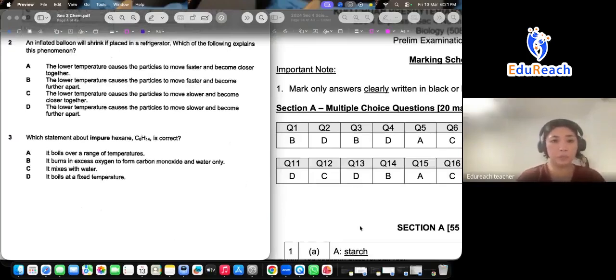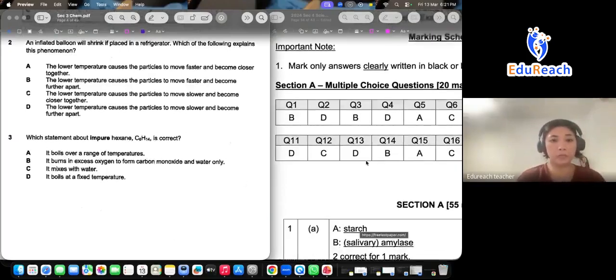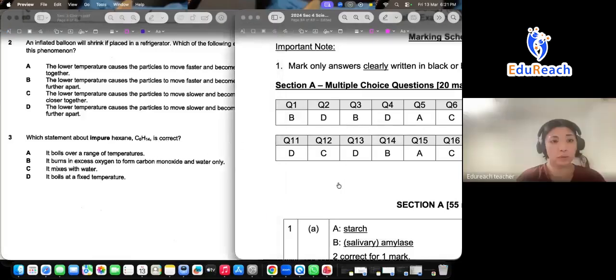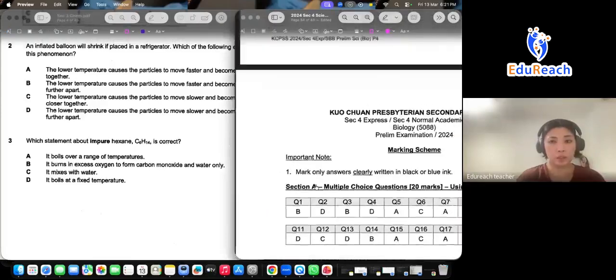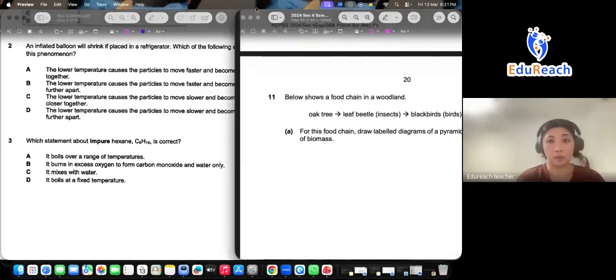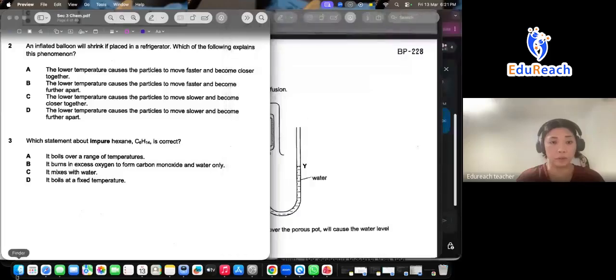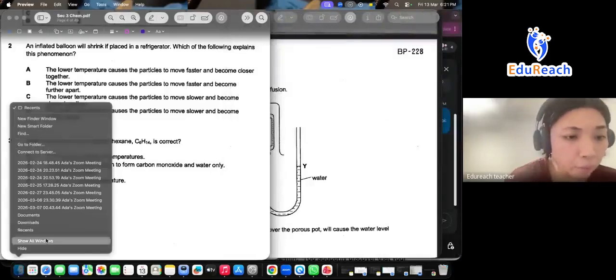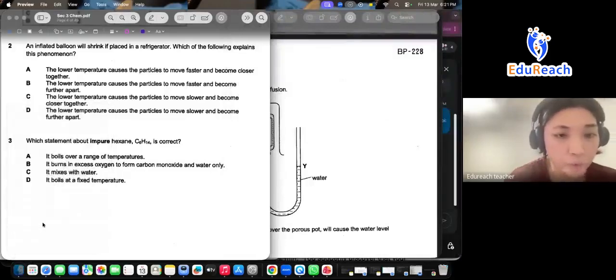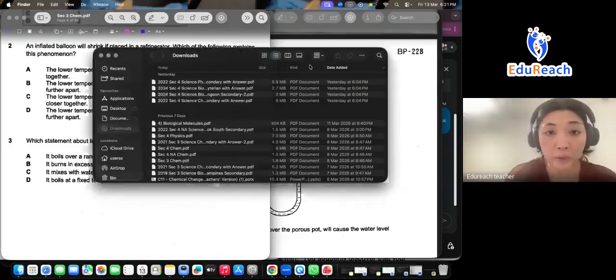Okay, question 3. Did you get D? B, sorry. I got A. You got A. It boils over a range of temperatures. Yes, okay, I think I know why. Sorry, my bad, wrong answer key. Yes, it will boil over a range of temperatures. That is the only way that we can ascertain if something is impure.